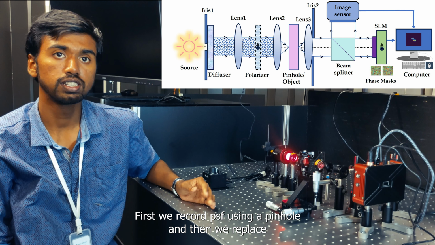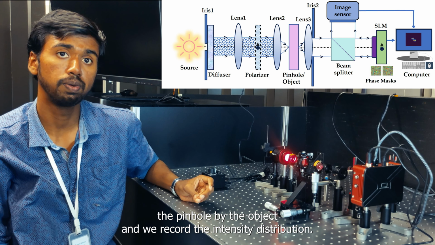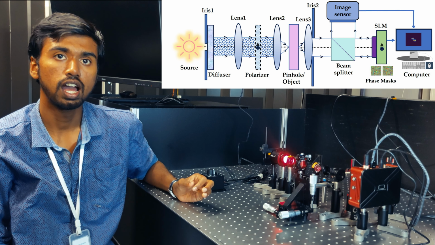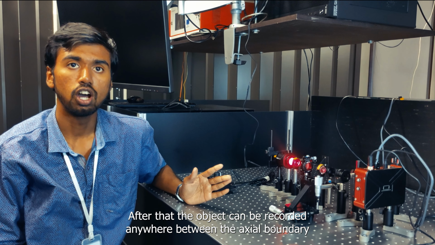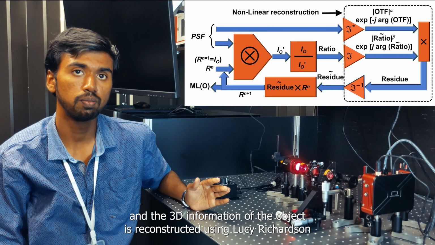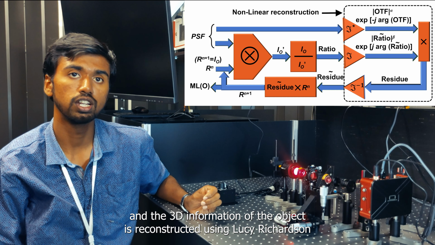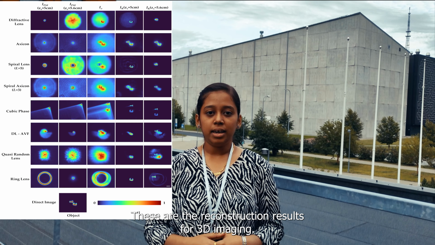First we record the PSF using a pinhole, and then we replace the pinhole by the object and record the intensity distribution. Then the PSF is recorded at different axial locations and the PSF library is created once. After that, the object can be recorded anywhere between the axial boundary and the 3D information of the object is reconstructed using the Lucy-Richardson-Rosen Algorithm. These are the reconstruction results for 3D imaging.